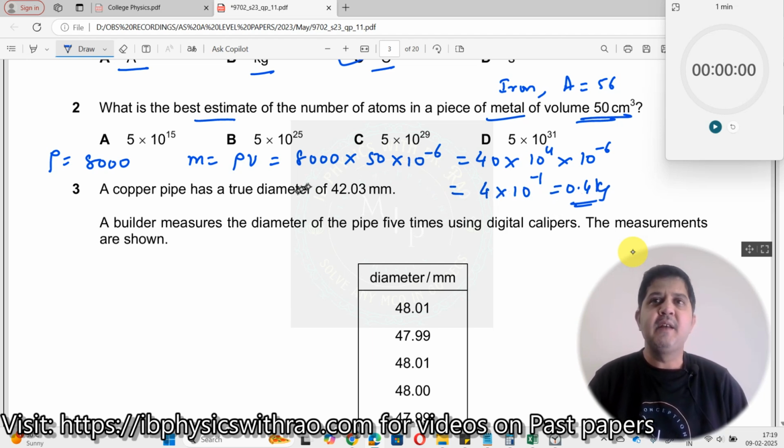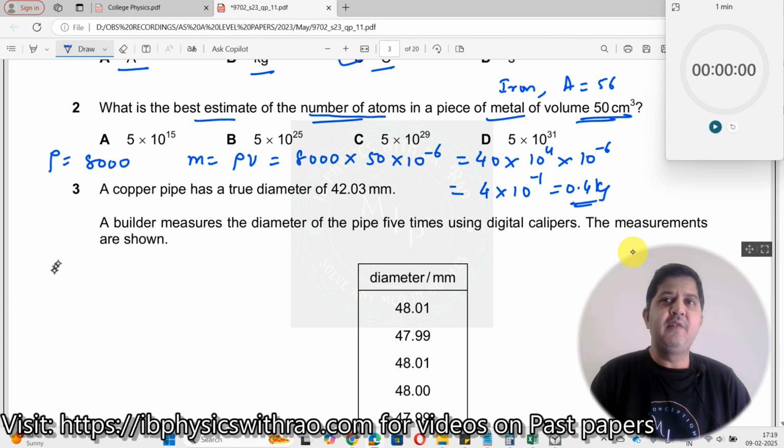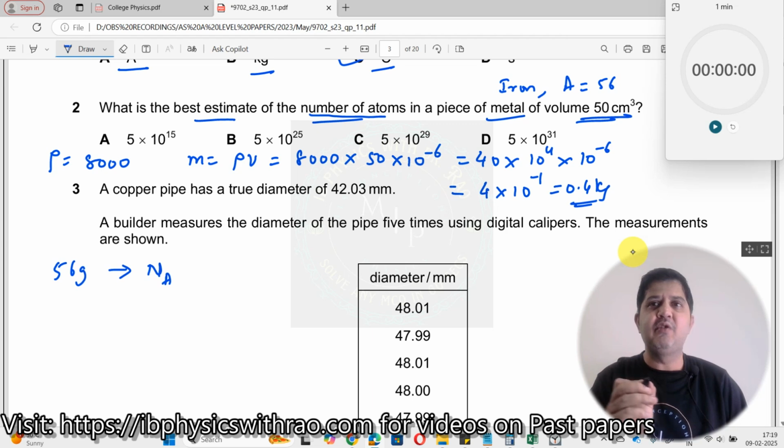Now what's the next step? Now we need to find the number of atoms. Whenever there is a number of atoms, the easiest way is to use the mass. Now how to use the mass? See, what we know is that whenever we take 56 grams of iron, how many atoms will it consist of? It consists of Na number of atoms, which we already know, and this is equal to 1 mole.